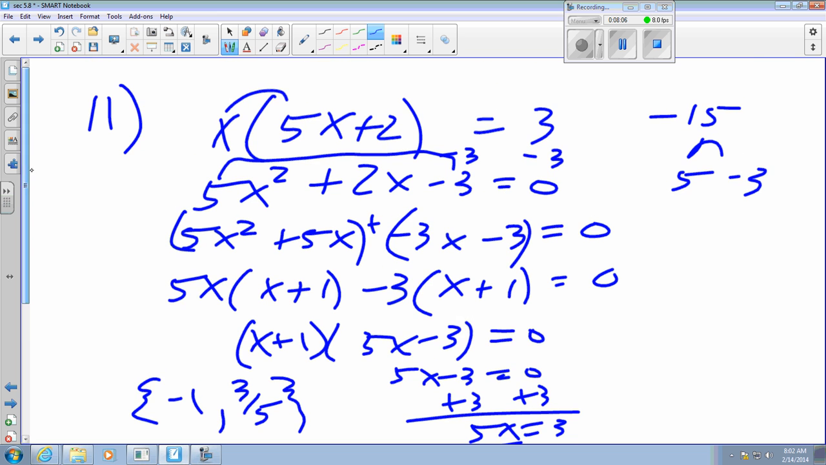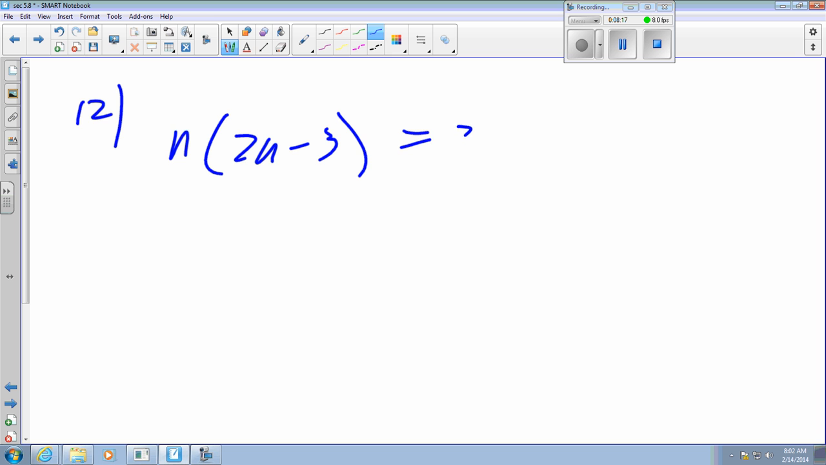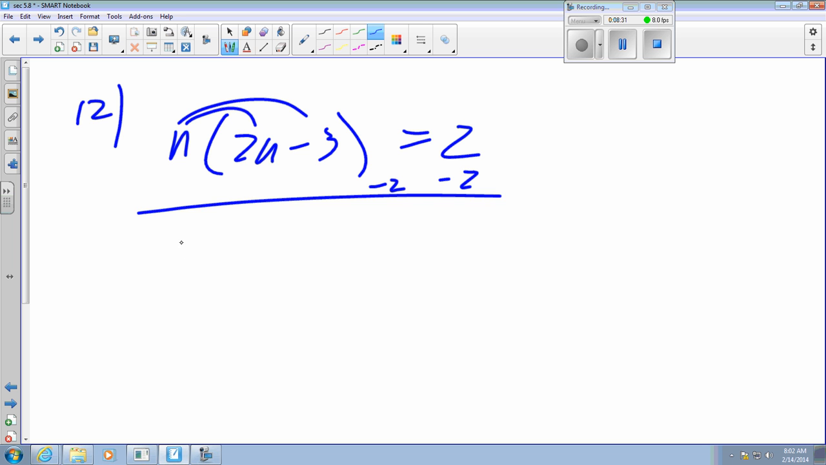Let's take a look at question number 12. This is our last one. 12 says n times the quantity 2n minus 3 equals 2. Same as the last one. We need this side to say equals 0. We can't do these factors without it saying equals 0, so I'm going to subtract 2 from both sides. And then I'm going to distribute. I get 2n squared minus 3n minus 2 equals 0.